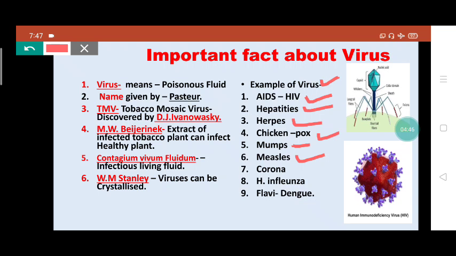Even nowadays our life is affected by the coronavirus. The earlier name was novel coronavirus, but I can't consider it a novel one. It's very dangerous, very dangerous.